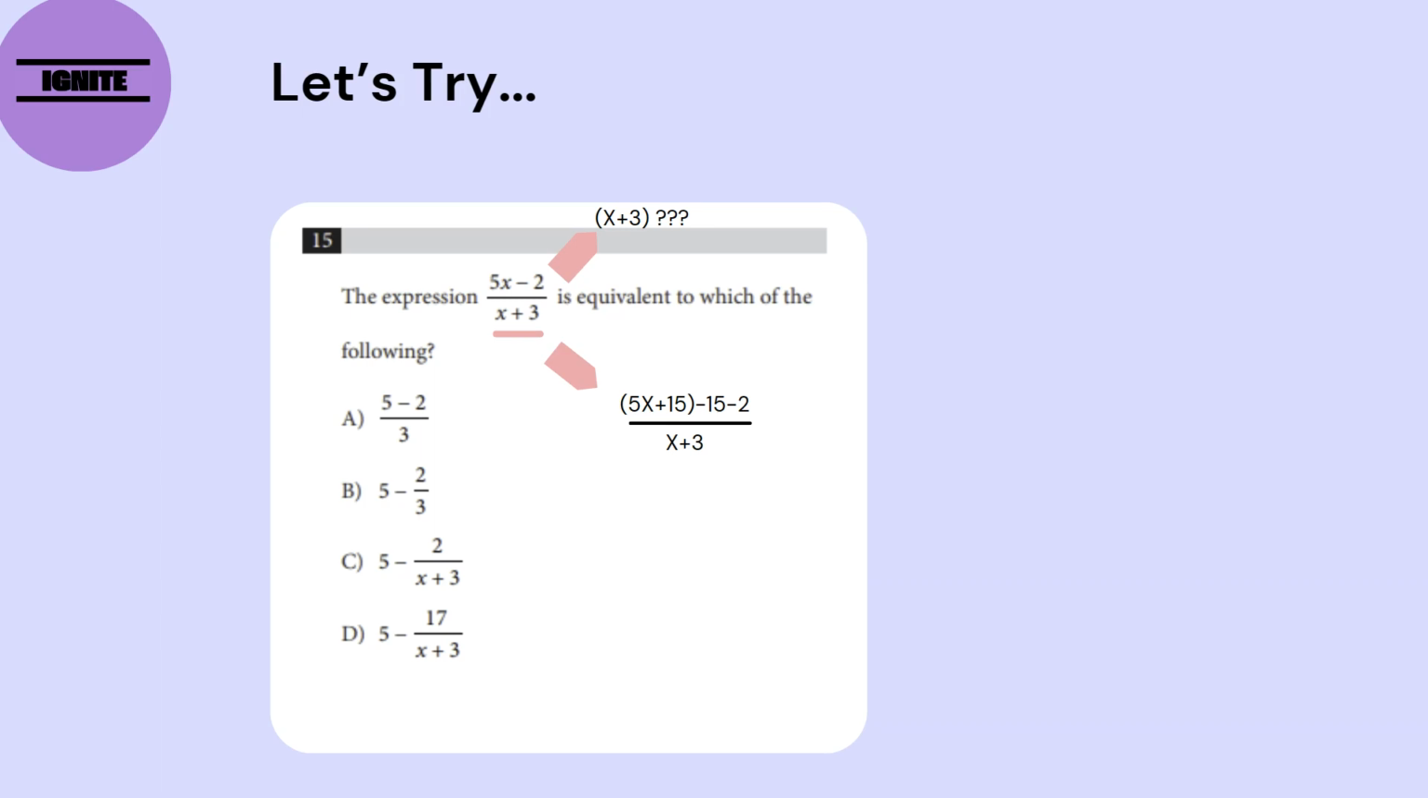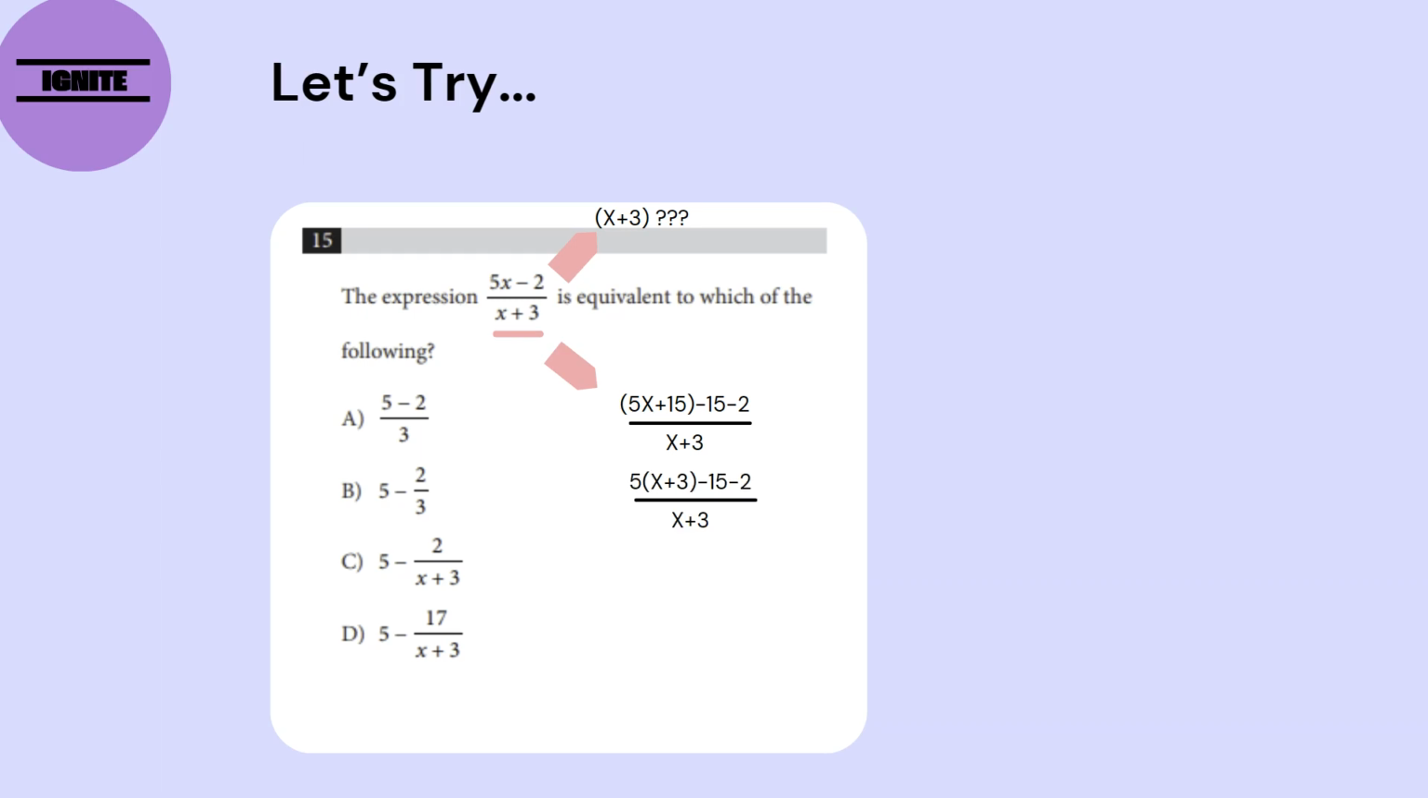But if we were to add something to the top, we also need to subtract that same value to make sure the value of the expression does not change. Hence, we subtract 15 as well. So this is how we get to our first step, which will guide us throughout the entire process.